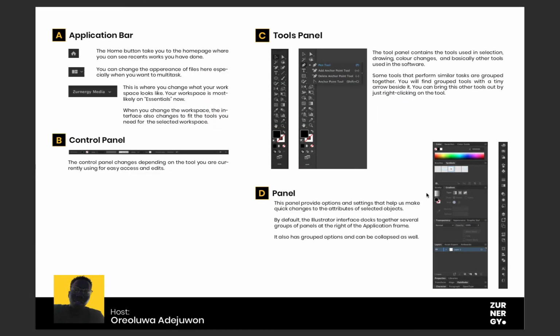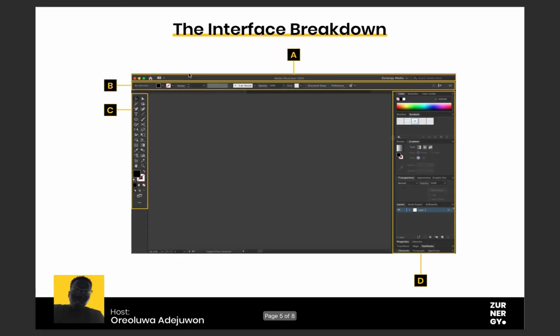In the application bar, you have three major icons that are really specific. Here you have your home icon, and there's another icon used to divide your screen, especially when you're trying to multitask. It's used to divide your screen so you can see different designs on the same interface, on the same page. And this is where you can change your workspace.